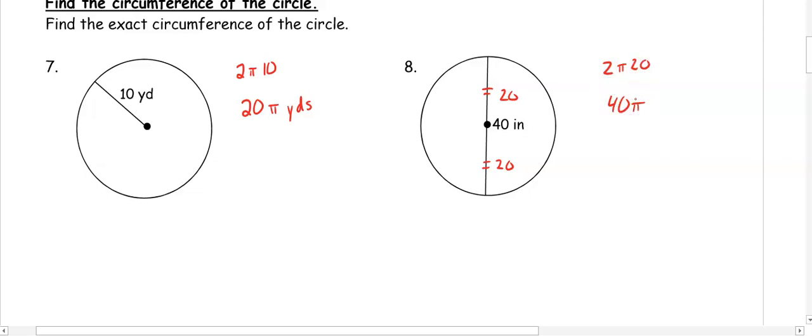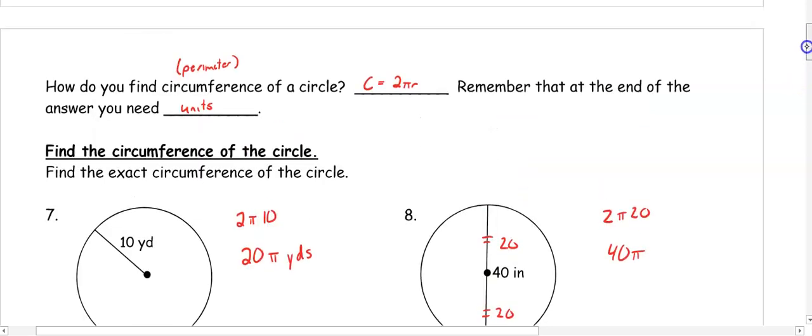Now, another way to find circumference is you can also do diameter times pi if you know your diameter, which in number 8 is 40, so we see 40 pi. So there's really two ways. The most useful, though, is circumference equals 2 pi r. So try to use that one the most, but you can also use the other one sometimes if you know the diameter.